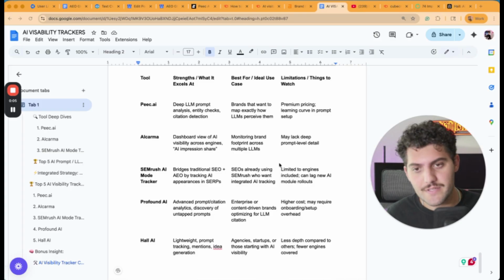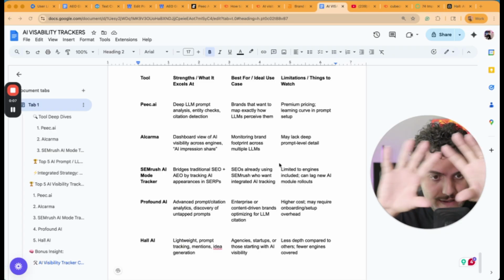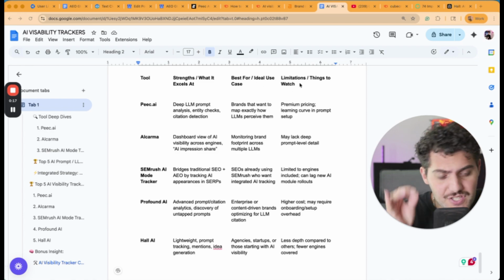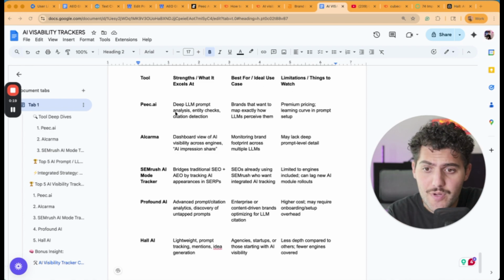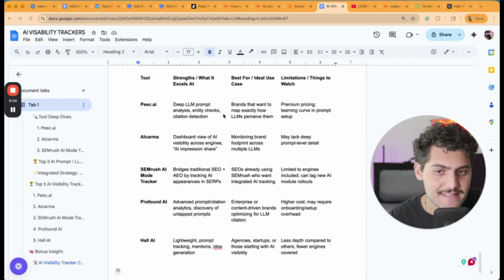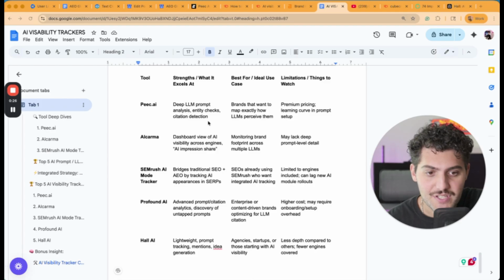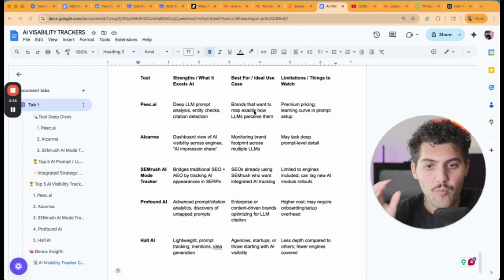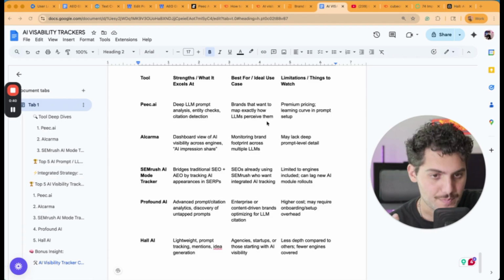To give you some better details here, I put together a table analysis that allows you to see the tool, strengths, what it excels at, best for, ideal use cases, limitations, and things to watch out for. Starting with Peec.ai, it's got deep LLM prompt analysis, entity checks, and citation detection, which are its strengths. This is literally best for brands that want to map exactly how LLMs perceive them.